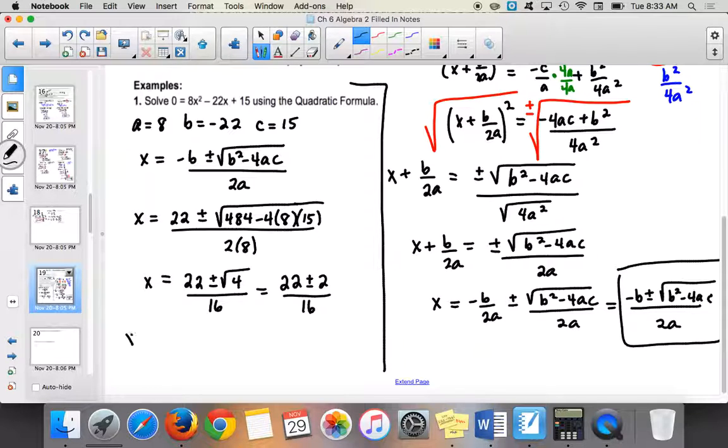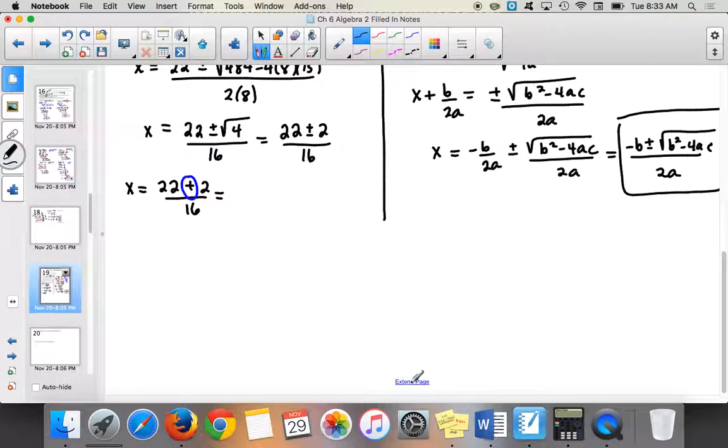Okay, and we end up getting 2 answers. So the first one involves the plus, and the second one involves the minus. So if we have the plus 2, then we get 22 plus 2 is 24. 24 over 16 reduces. They're both divisible by 8, so we get 3 over 2. All right, and the second one, if I use the minus, then I get 22 minus 2, which is 20, over 16. They're both divisible by 4, so we get 5 over 4. Those are the two answers.